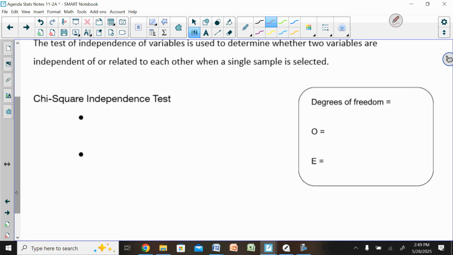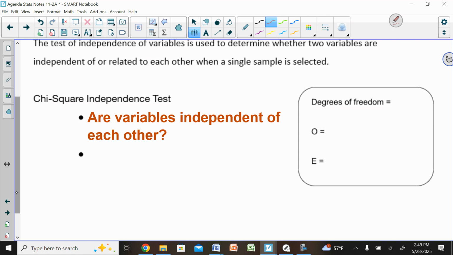I don't know if you remember talking about probability, but we're really wondering if variables are independent of each other. So if we're thinking in terms of probability, the probability of one thing happening is not affected if the other thing happens. So the probability of A happening is the same as the probability of A given that B happens. And it's the same as the probability of A given that B does not happen. So they're independent. It doesn't affect the other item.